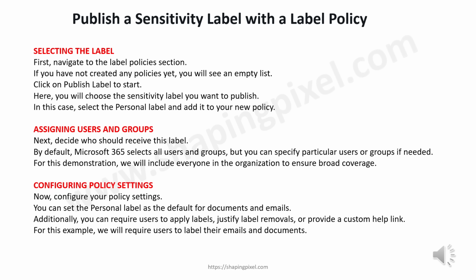Here you will choose the sensitivity label you want to publish. In this case, select the Personal label and add it to your new policy. Next, decide who should receive this label. By default, Microsoft 365 selects all users and groups, but you can specify particular users or groups if needed. For this demonstration, we will include everyone in the organization to ensure broad coverage.